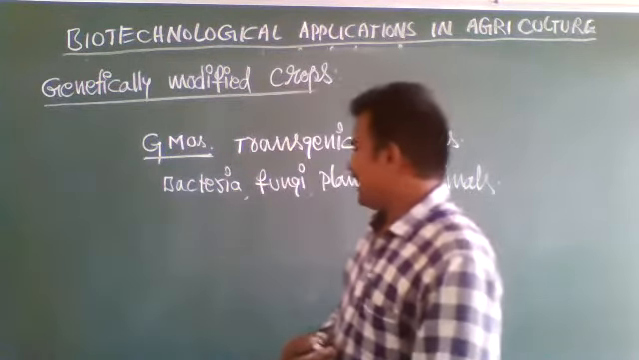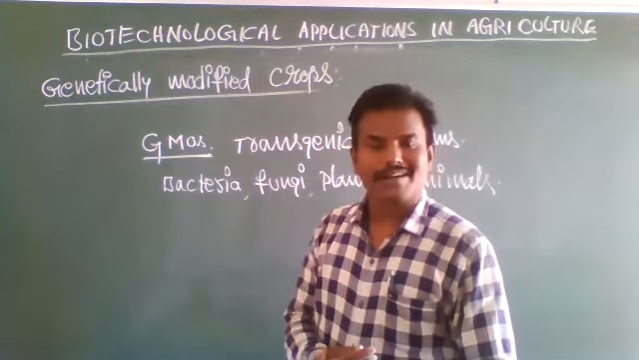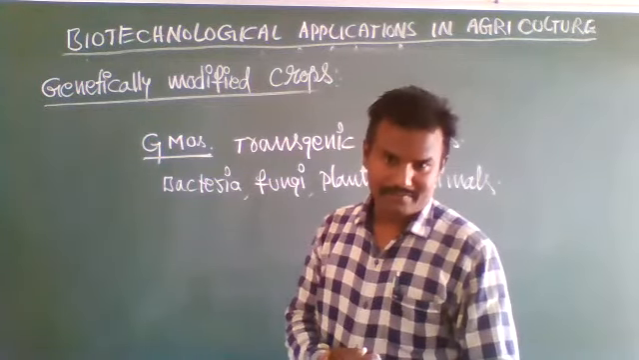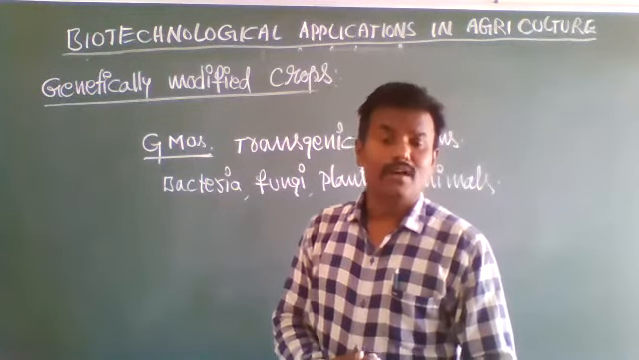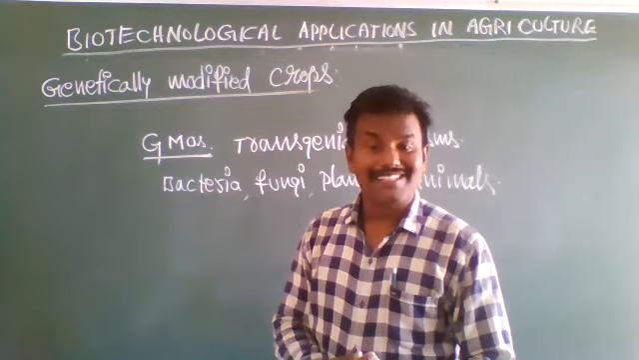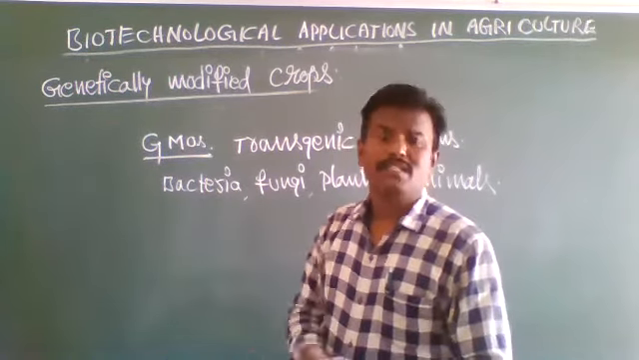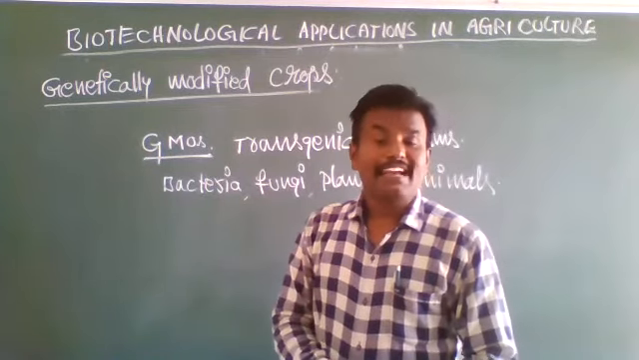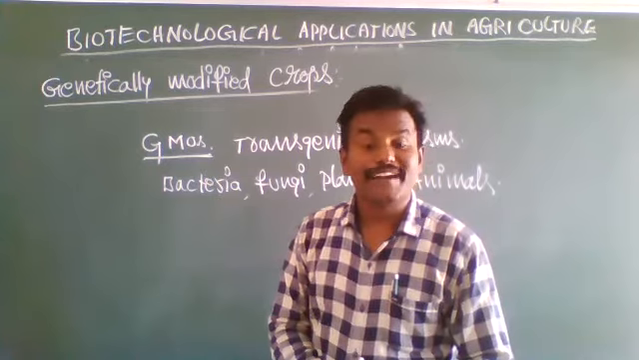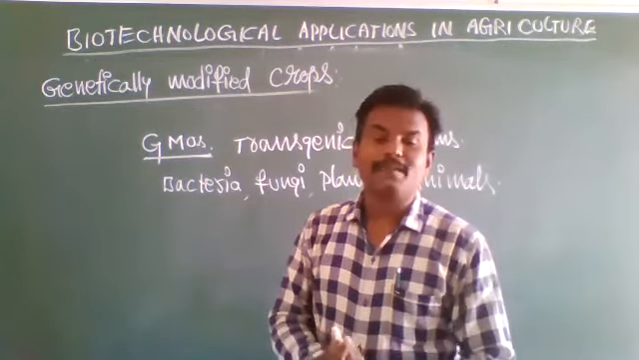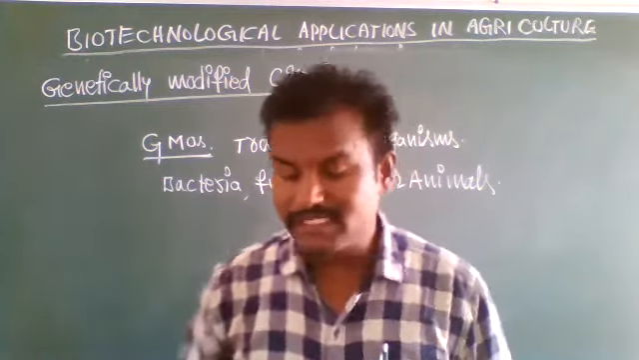Next, advantages of transgenic crops or transgenic organisms. Transgenic crops, transgenic animals, or transgenic plants, all are genetically modified organisms. Among those, first of all we will see the advantages of transgenic plants or genetically modified plants. That topic we will see in the next class.